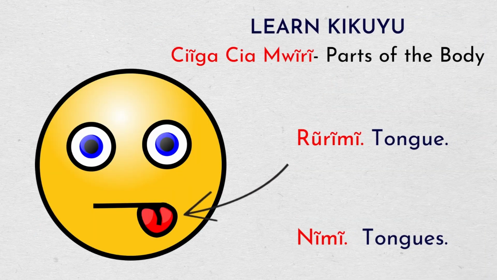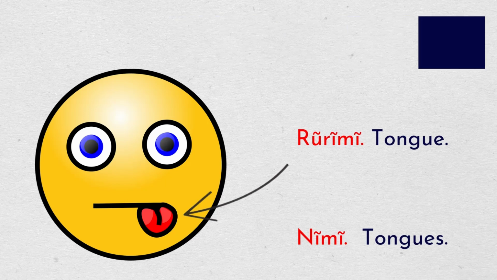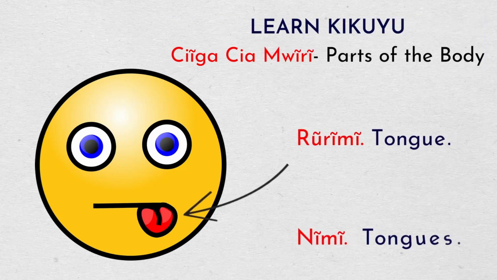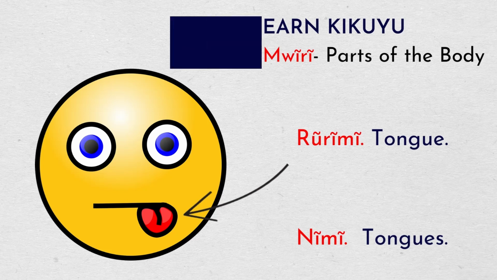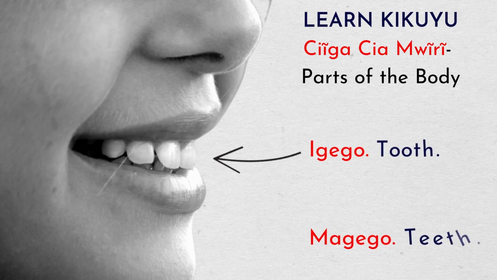Roreme. The plural, neme. Igego. For the plural, magego.